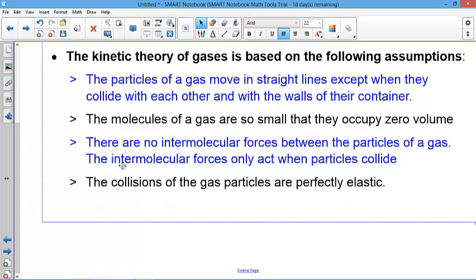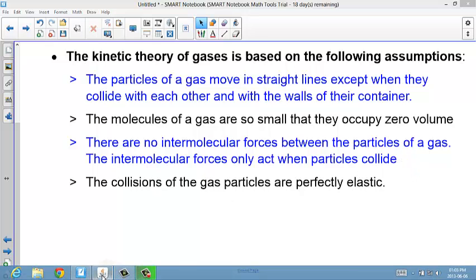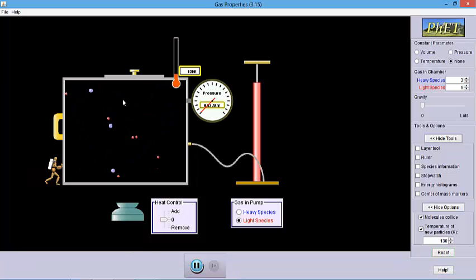The other point that needs to be made is that there are no intermolecular forces between the particles of a gas. But the intermolecular forces will start to act only when the particles collide. So we are saying that for as long as the particles are moving and they do not collide, then between them we do not have any intermolecular forces whatsoever. In other words, the particles do not repel each other, the particles do not attract each other. There are no intermolecular forces between the particles. They will only exist when the particles do collide with each other.